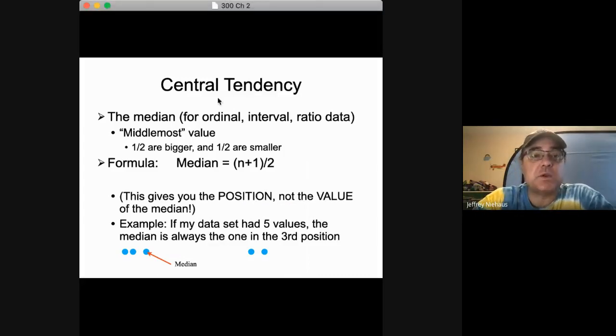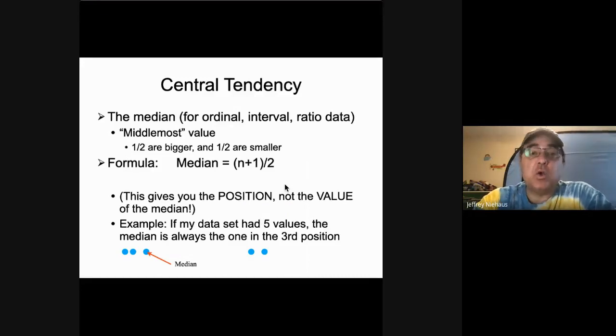You can do this with interval data, ratio data, and also ordinal data. Now, there's a formula associated with this, and it trips people up sometimes. But this formula, n+1, and then divide that number by 2, will not give you the value for the median. If you do get the value for the median, that was an extraordinary coincidence and you got very, very lucky. But this is the positional formula. This tells you if you put all of your values in order, which position would be the one where the median was sitting.